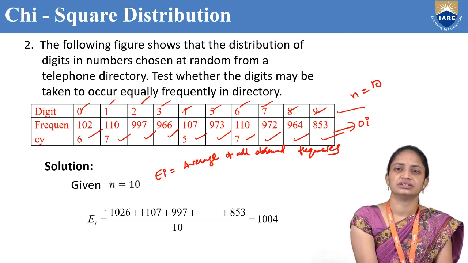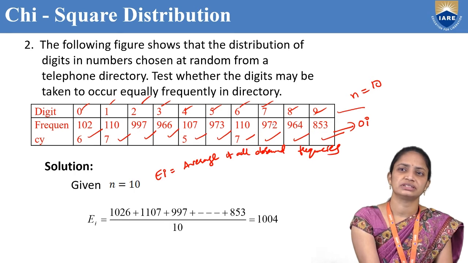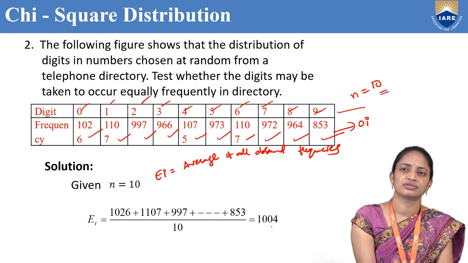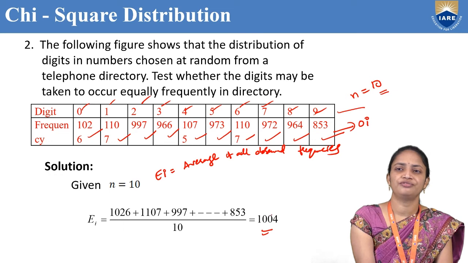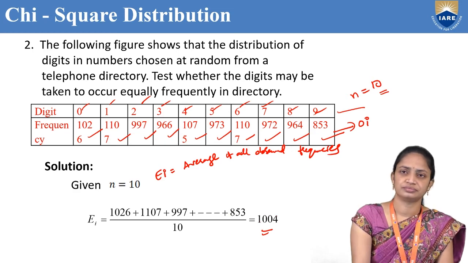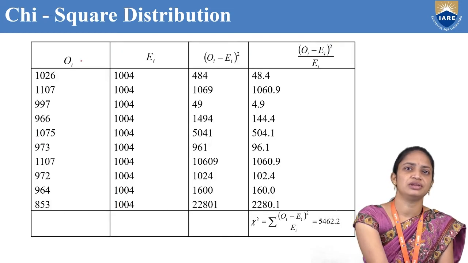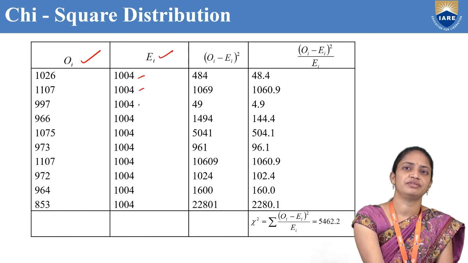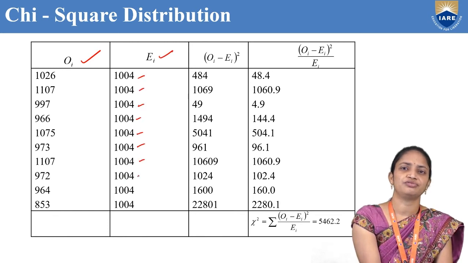That means 1026 plus 1107 plus 997 plus 966 plus 1075 plus 973 plus 1107 plus 972 plus 964 plus 8053, divided by n value. N value is 10. So that is 1004. So we have to take the expected frequency value in all the places, that is 1004. So these are all OI values, and EI, everywhere we need to write 1004 only.